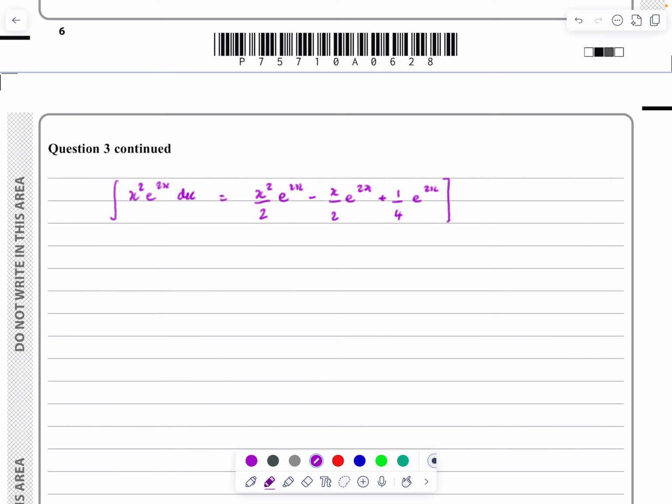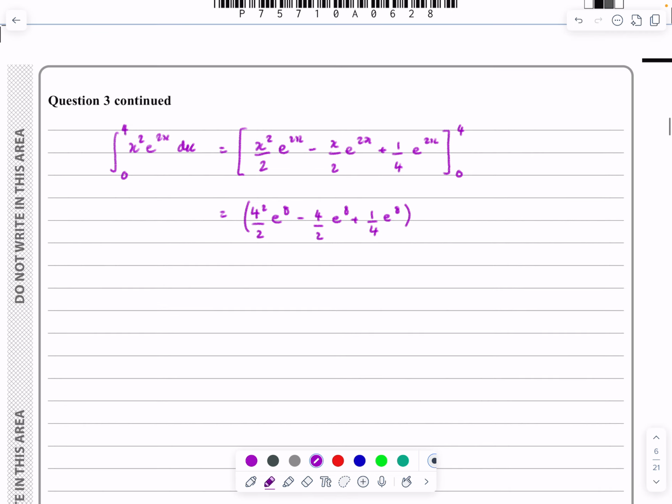Now, our question was integrating it between 4 and 0, so I'm going to stick 4 and 0 into those two bits there. So just take your time over this, it's 5 marks, you've got a reasonable amount of time to do it. So just enough so that I'll go over the top, I think, with it. 4 squared over 2, e to the 8, minus 4 over 2, e to the 8, plus a quarter, e to the 8.